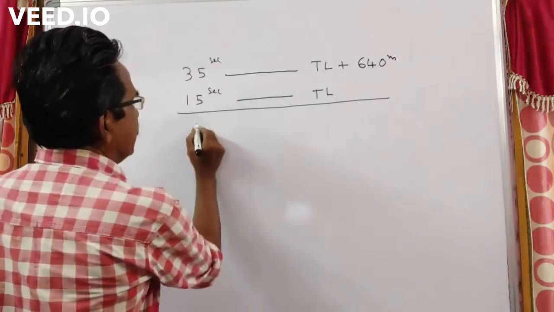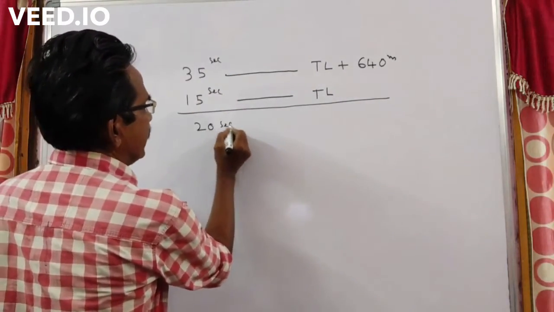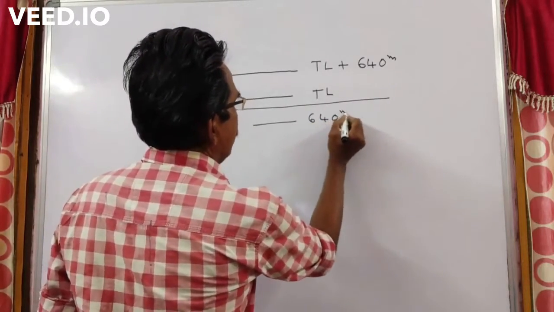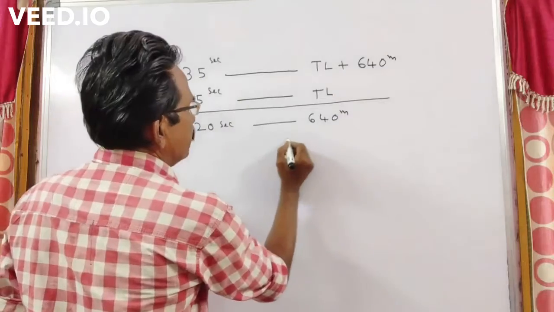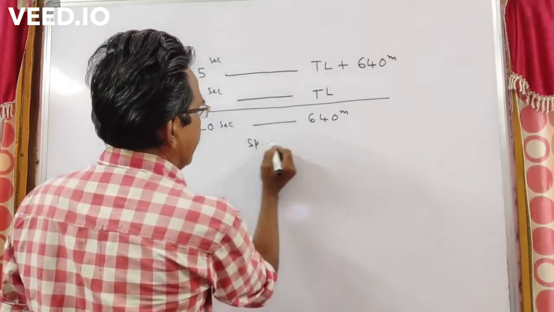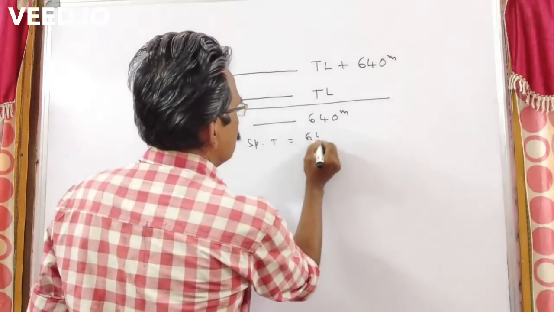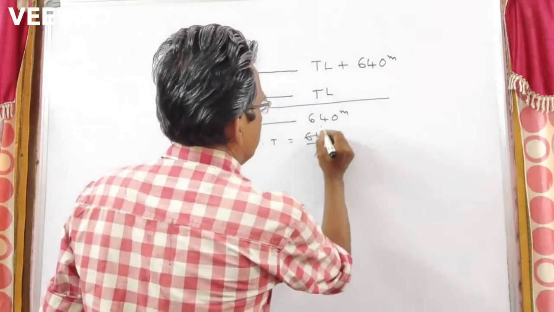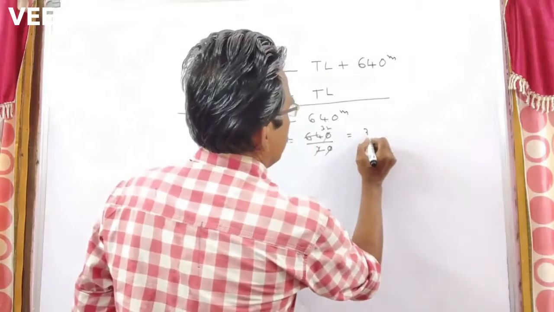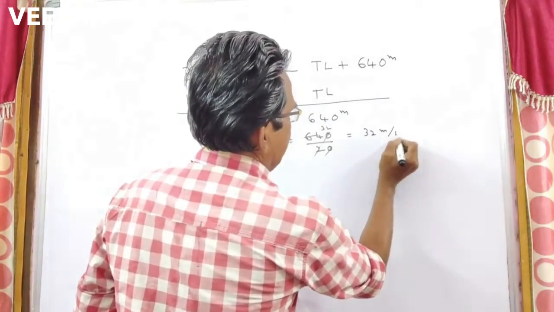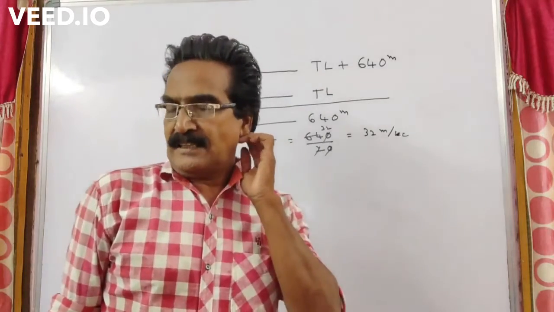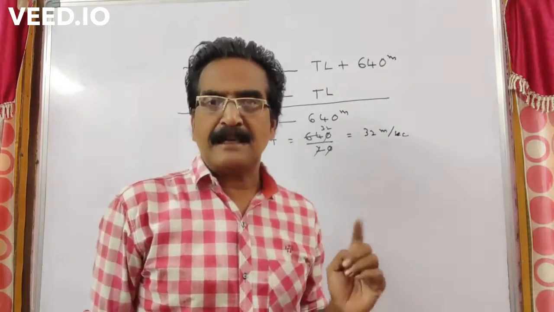Now, in 20 seconds, the train travels 640 meters. So, the speed of the train is equal to 640 by 20, that is 32. So 32 meters per second, this is the speed of the train.